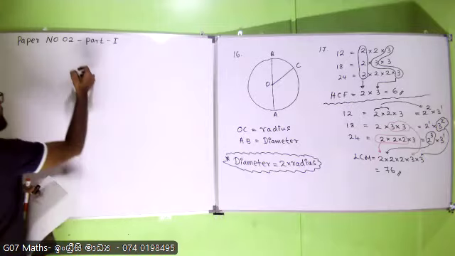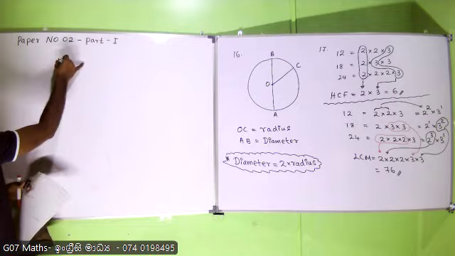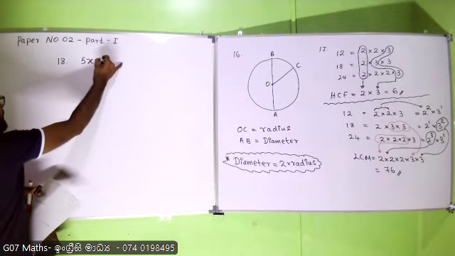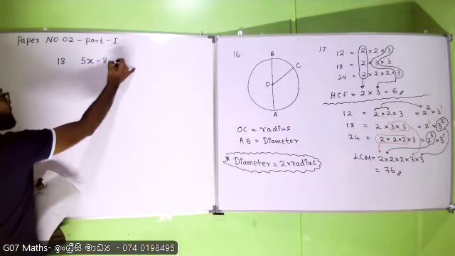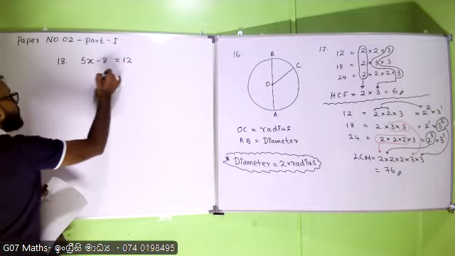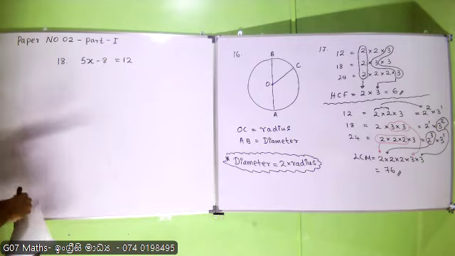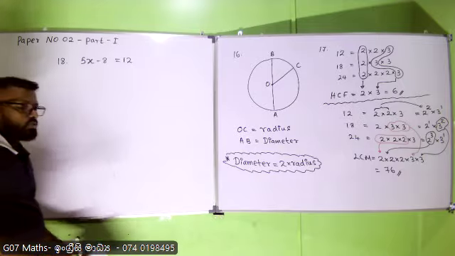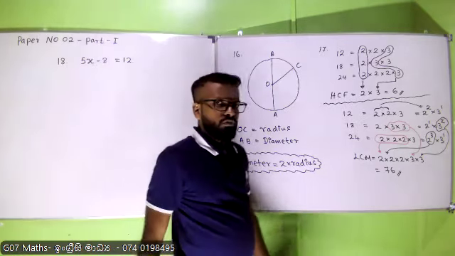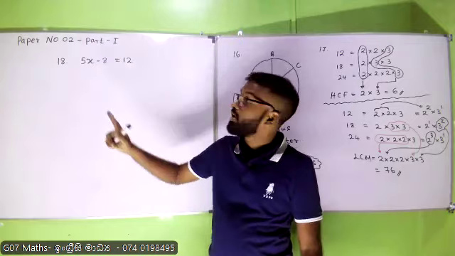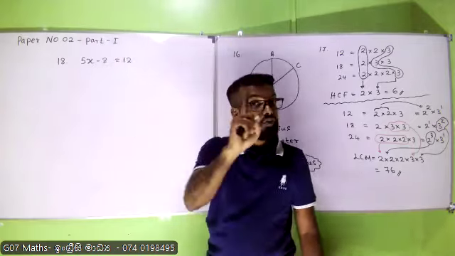The 18th one: 5x minus 8 equals 12. So how are we going to find the value of x? If you want to find the value of x, what is the term that we need to remove first?